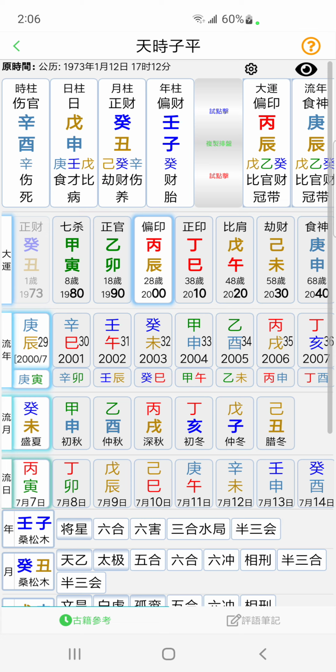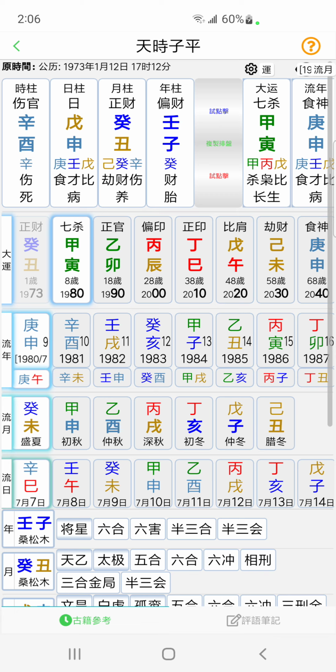So we know that the favorable star elements here: the top one is the earth element, second is the Seal Star, the fire element. The unfavorable elements, of course, are water, metal and wood, because these three elements will take more energy from the day master. So it will make it harder.